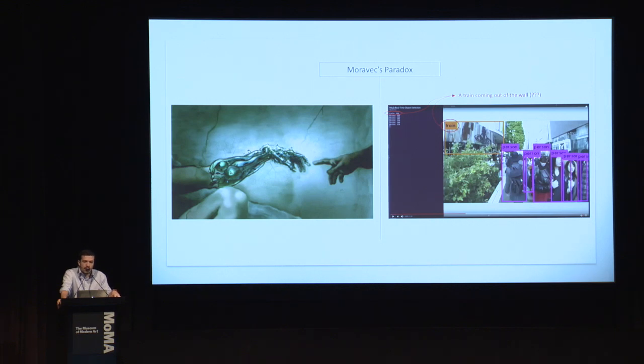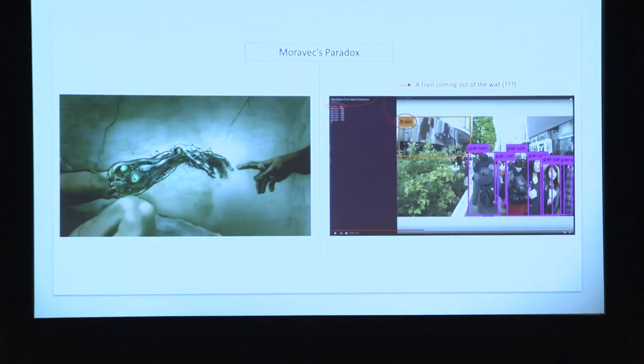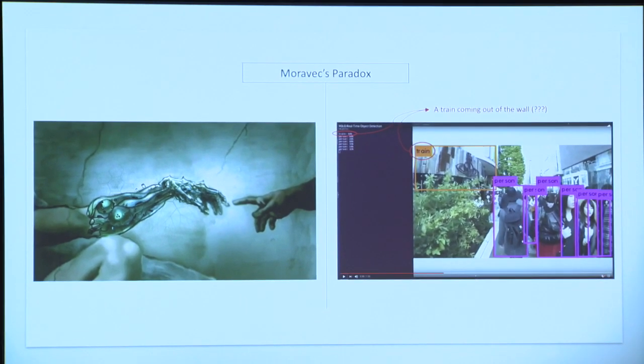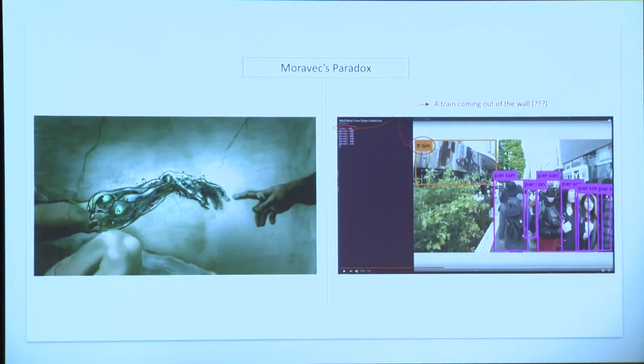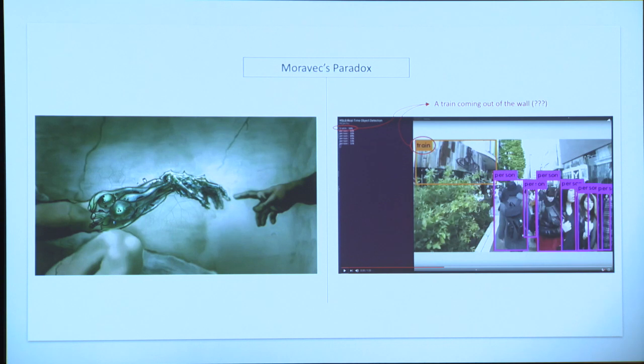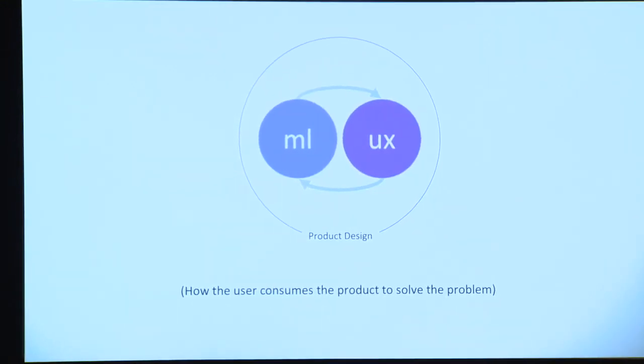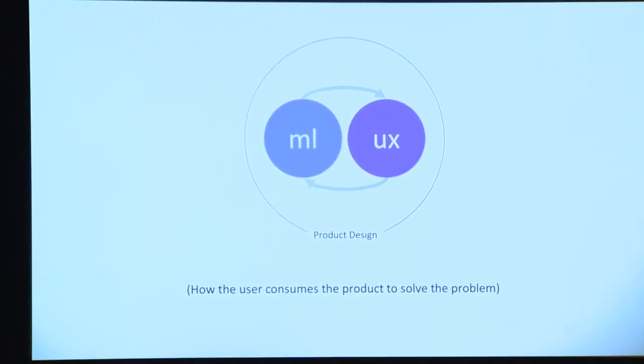We know that machine learning can solve very complex problems. Machine learning can beat the best Go players and chess players. But for example, in this video here, I'm getting a train coming out of the wall, right? What machine learning is lacking in the picture on the right is context, right? The same context that my four-year-old daughter has, that she understands that a train will not come out of the wall. Machine learning doesn't have this context yet. And this is as obvious as I can sound here.